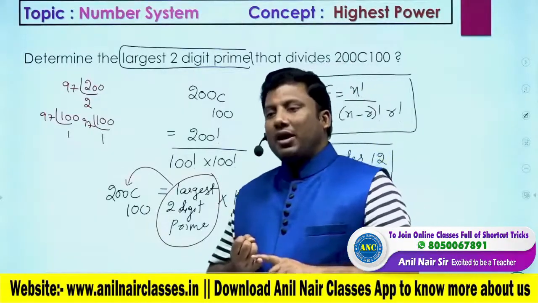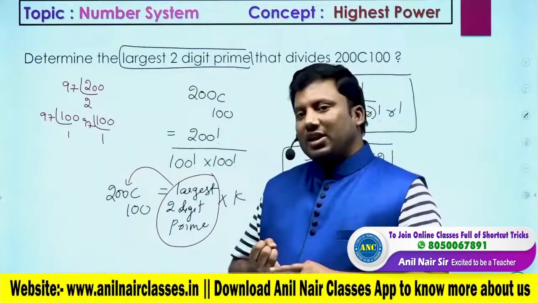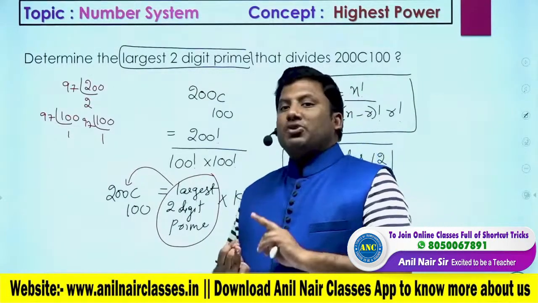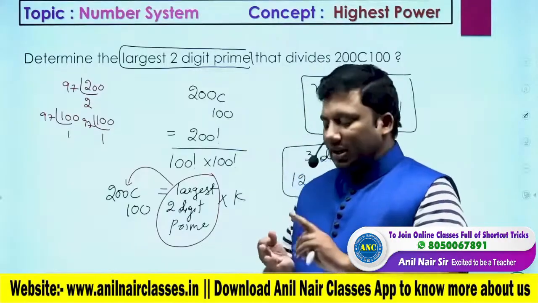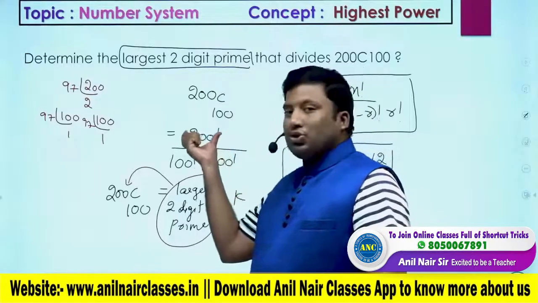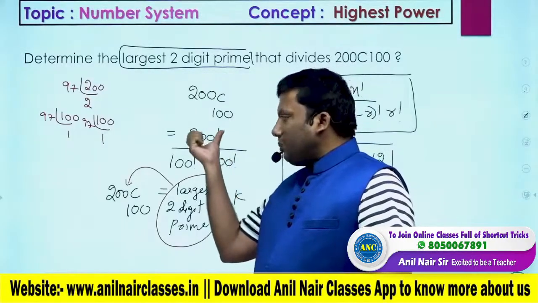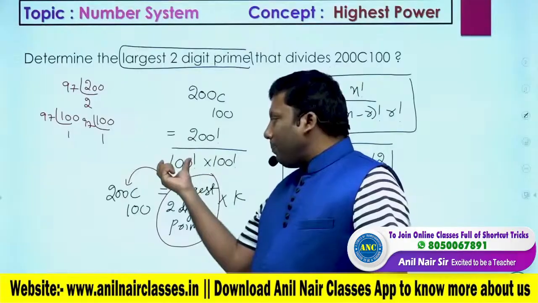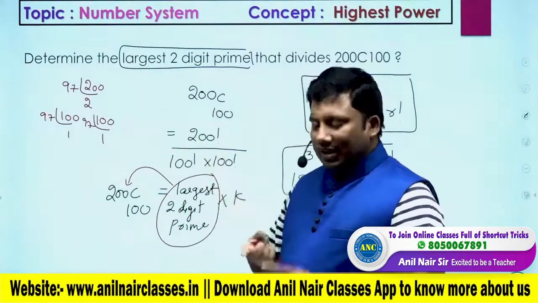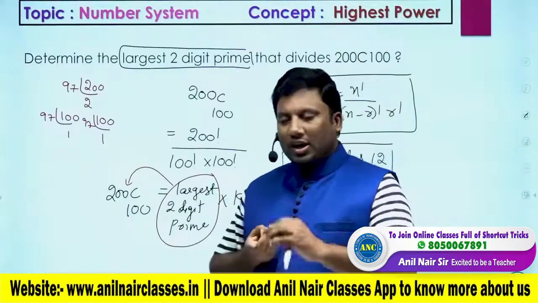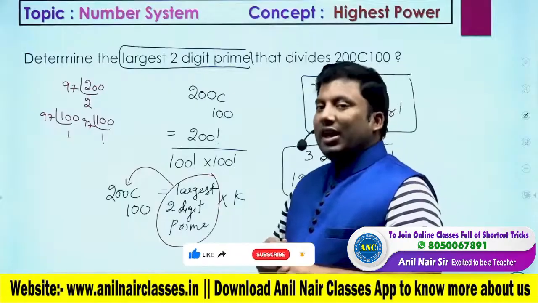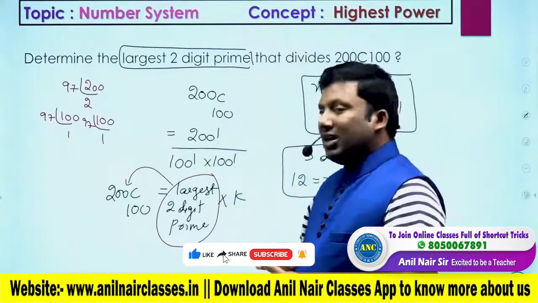Let me go back. 95 is composite, 93 is composite, 91 is 7 into 13, then 89. If I take 89, 89 twos are 178, so I get power 2 here, and power 1 here and power 1 here. 1 plus 1 is 2, so 89 will get cancelled. I don't want 89. Coming back, 87 is 29 into 3. 81 is a composite number.